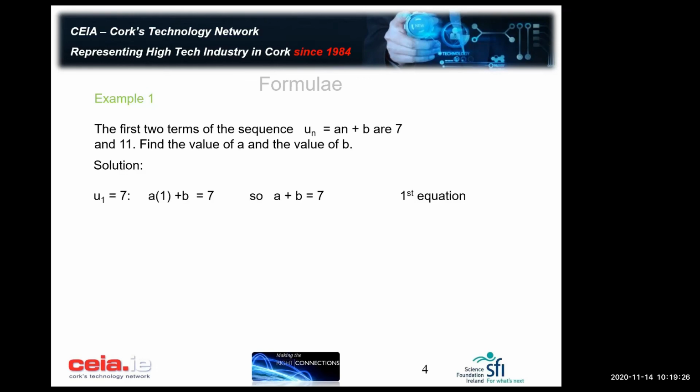So for the solution, they've said that U1 is 7. And we know the formula is U of n is equal to an plus b. So we just substitute in n into the formula and we get a by 1 plus b is equal to 7. So a plus b is equal to 7. So that's our first equation. We also know that U2 is equal to 11. They've given us that. So you substitute in 2 for n into the formula and you get a2 plus b is equal to 11. So 2a plus b is equal to 11.